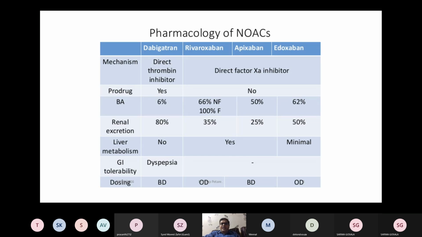Liver metabolism is very minimal in dabigatran as compared to rivaroxaban, apixaban. GI side effects, these three drugs don't have much GI side effects, whereas dyspepsia is seen with dabigatran. Basically, because of the capsule, it has a tartaric acid-coated capsule used in dabigatran, that causes some amount of dyspepsia. The dosing is BD in dabigatran and apixaban, whereas OD dosing in rivaroxaban and edoxaban.